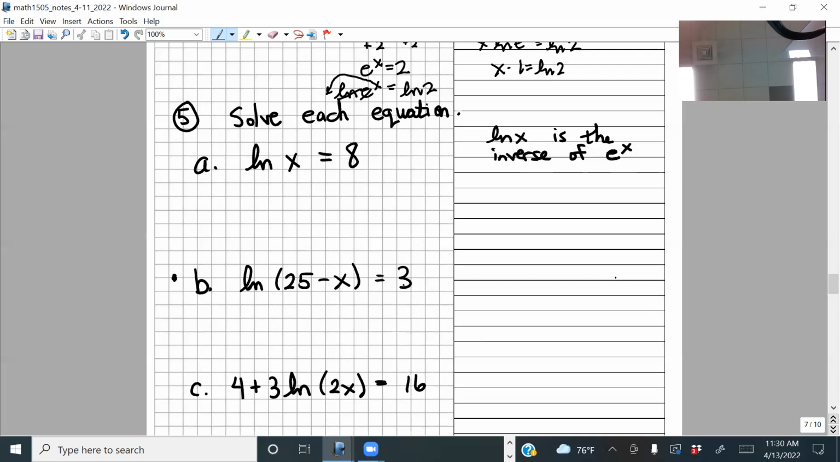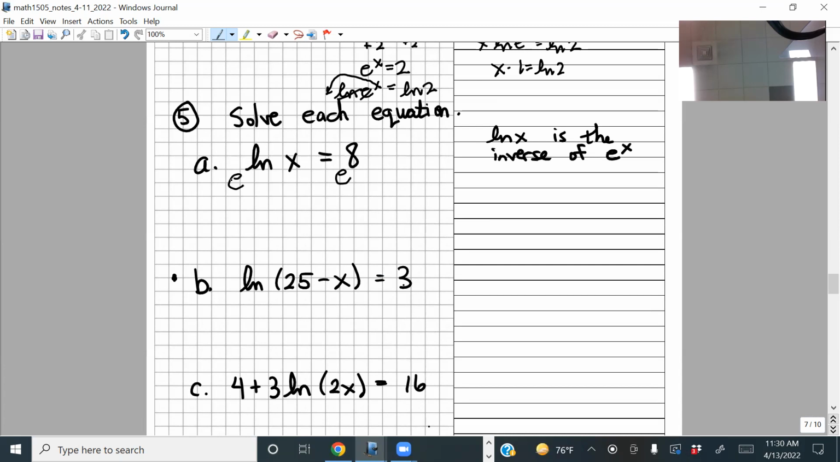So just remember, what is the inverse of natural log? E to a power, right? So what we're going to do is raise e to both sides of this equation. I'm going to raise e to the natural log of x, and then also e to the 8th power. So notice I'm not dividing both sides by e. I'm raising e to the power of both sides of this equation.